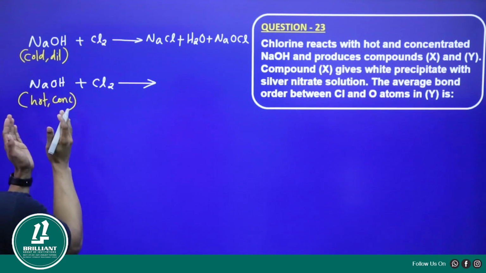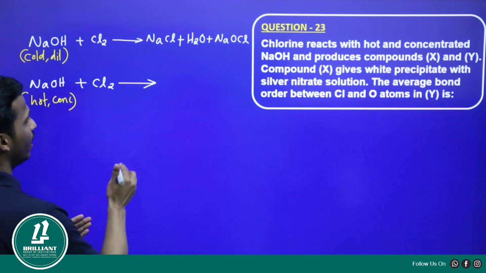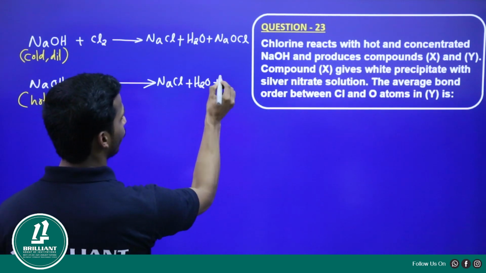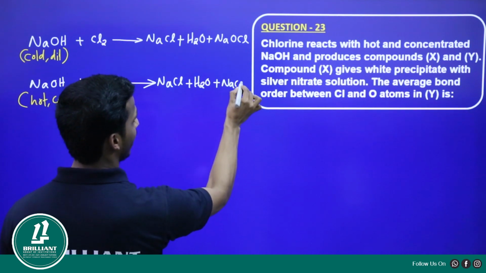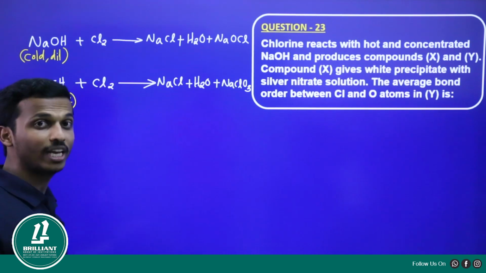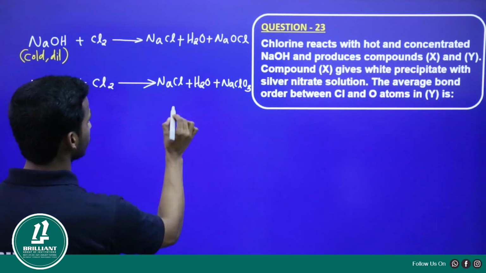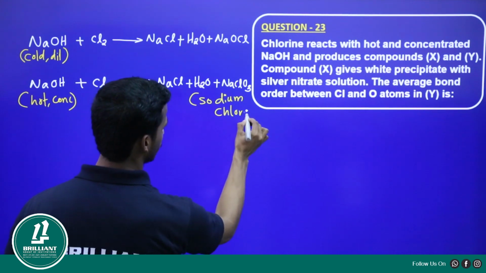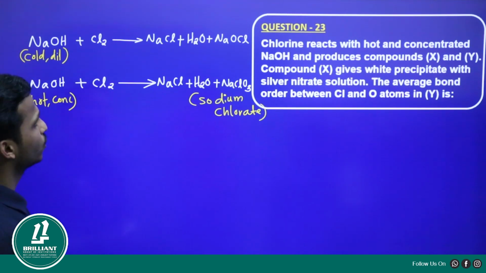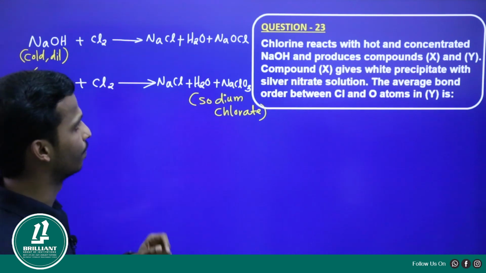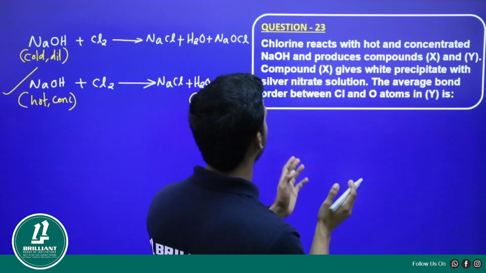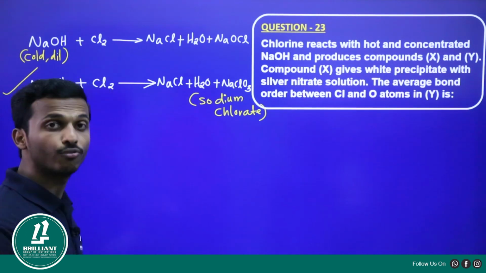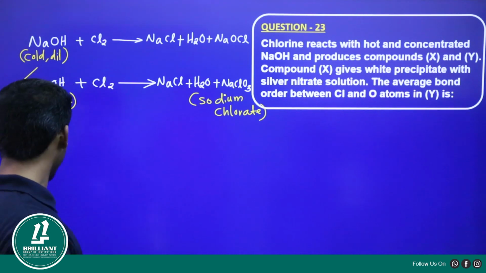When you treat hot and concentrated NaOH with chlorine, it will give you the same thing, sodium chloride, water, but instead of NaOCl, it will give you NaClO3, sodium chlorate. Okay, fine. So we need this equation in this question. So chlorine reacts with the hot and concentrated NaOH and produces compounds X and Y. So we need to find out which is X, which is Y. Simple.